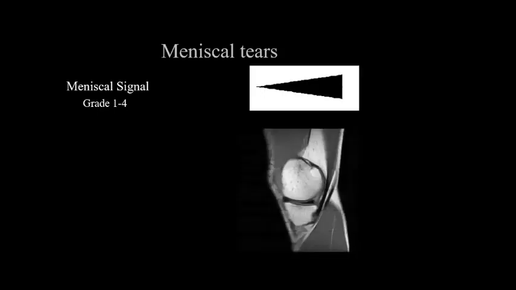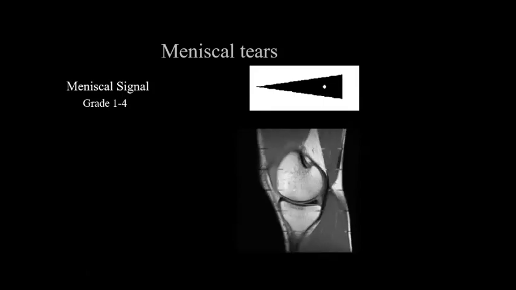So how do we describe meniscal changes? There is a system for describing meniscal changes. So for example, type 1 signal change. This is how a normal meniscus looks. It's homogeneously hypointense with no signal change within it. And then type 1 signal change is when there is a dot of high signal intensity within the substance of the meniscus. This is considered as type 1.